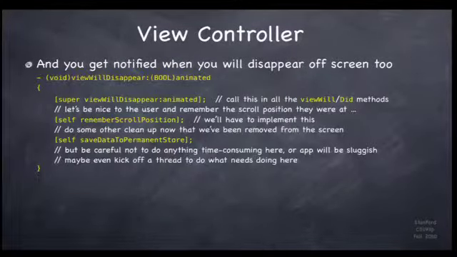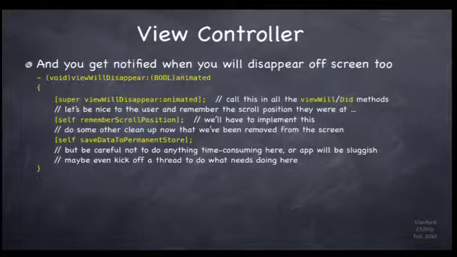Then there's also viewWillDisappear. This gets sent to you just before your view goes off screen. All right, you might ask, what would I do here? You might save some user setting, like where they're scrolled to, so that when they come back, the next day, you can come back to that same spot, things like that.